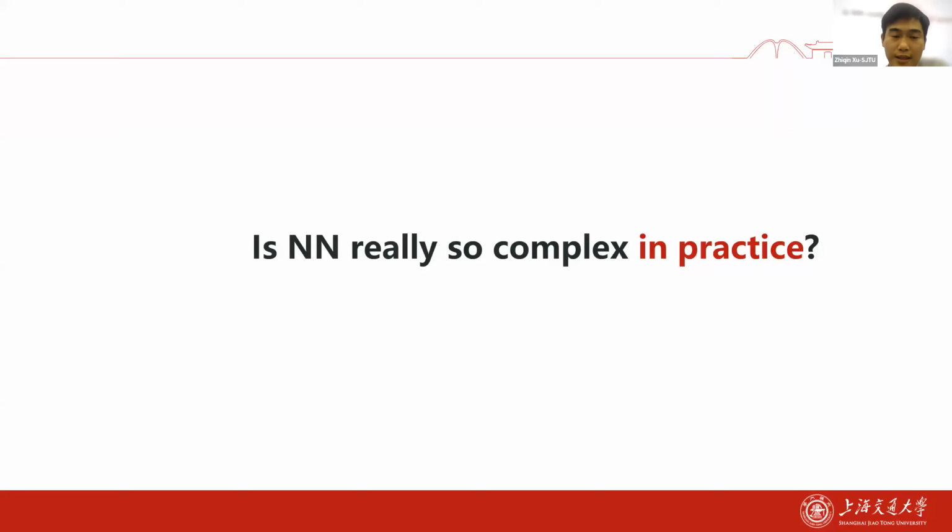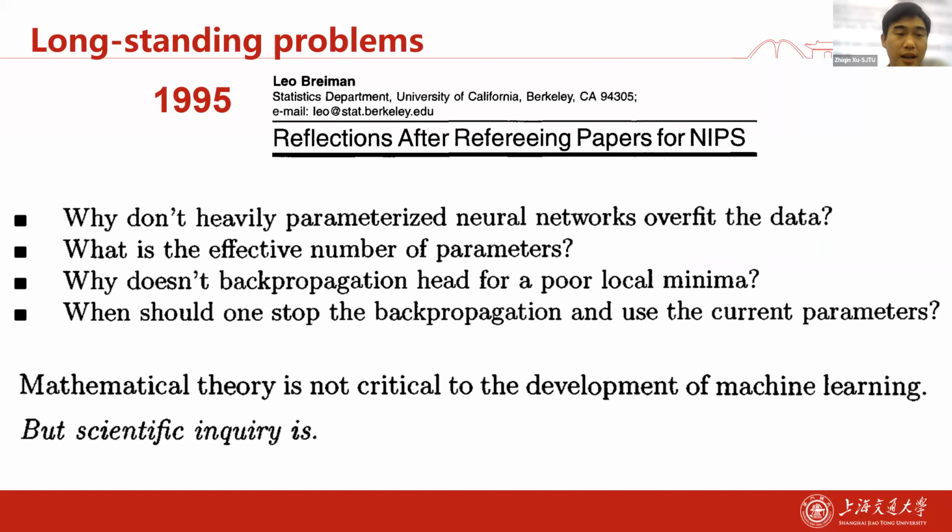In this talk, we want to ask: is a neural network really so complex in practice? Because in practice, that is what we are concerned with. In 1995, Leo Breiman proposed a series of questions, such as why heavily parameterized neural networks don't overfit the data, and some other questions. He also mentioned a key point: mathematical theory is not critical to the development of machine learning, but scientific inquiry is. So in this talk, we are going to start from some basic experiments, try to understand more about neural networks, and build some theory, so it's a kind of scientific inquiry.